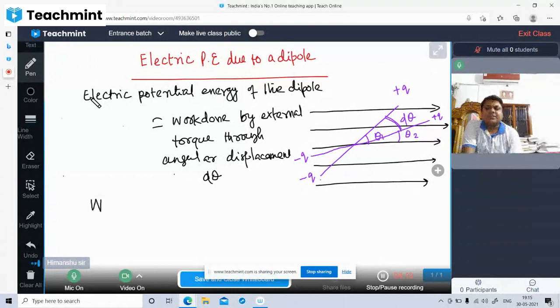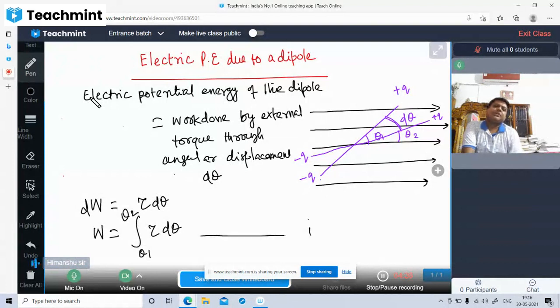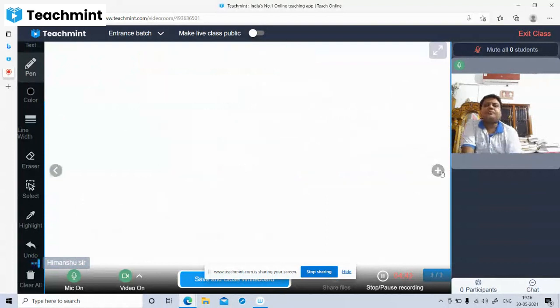Work done is equal to tau d theta. This is the small work done. For small angular displacement, there will be small work done. So W is equal to the integral of tau d theta, where the integration varies from theta 1, the initial, to theta 2, the final angular displacement. Equation 1.